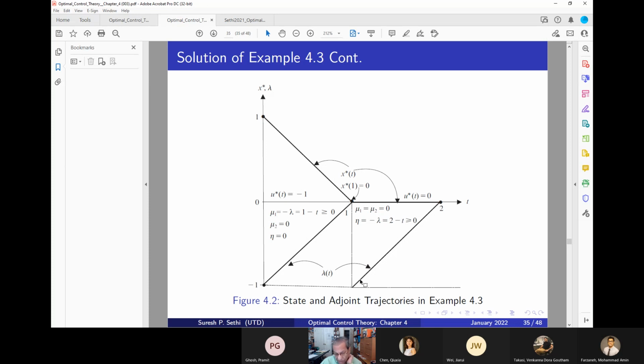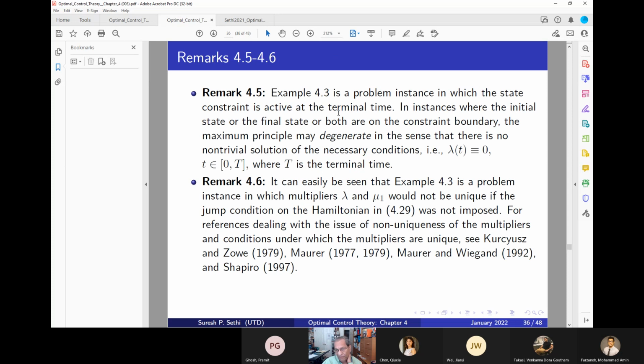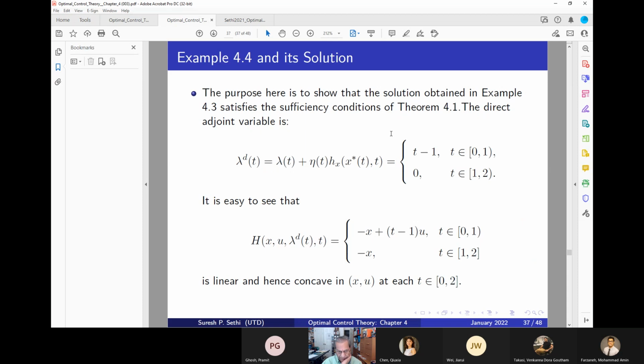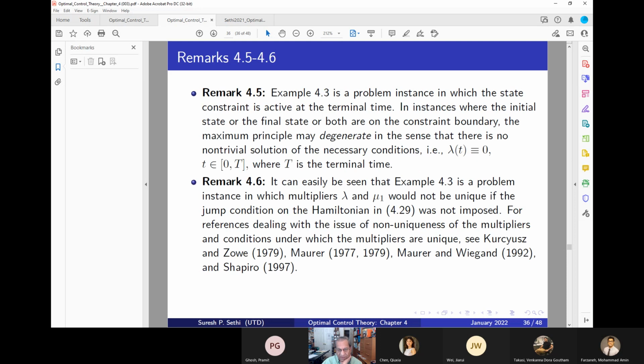Now, notice, even if you went all the way down here, we will still have the same solution. But lambda will not be satisfying the maximum principle because it will not be the marginal value. It will not be the derivative of the value function with respect to x. And so it will not satisfy the necessary conditions. I will not say anything about this remark, okay? These are very esoteric remarks.